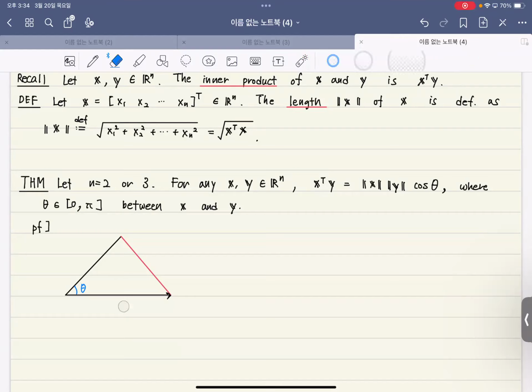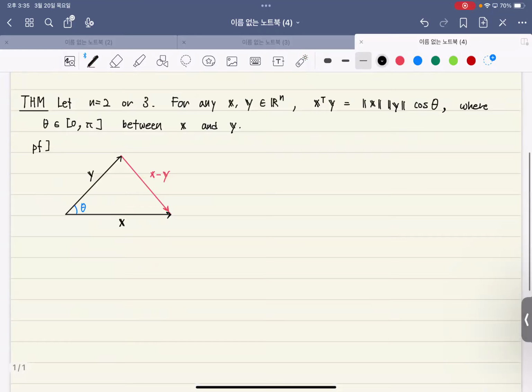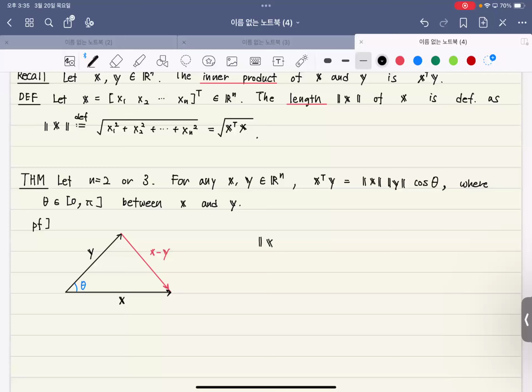This is my vector x, and this is my vector y. This point is the origin. Now I can consider this left vector as x minus y. It is not precisely this vector, which should be originating from the origin, but if you parallel translate this vector, then this can be understood as x minus y. I want to find the square of the length of the left one.